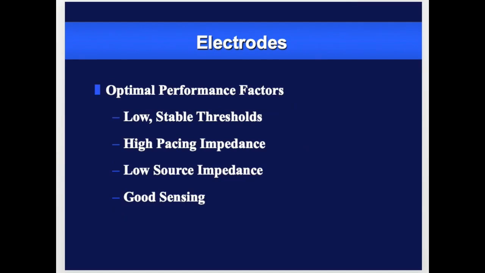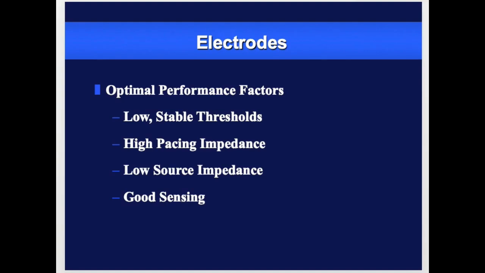To give optimal performance, an electrode should have certain factors, which include a low stable threshold for longevity and safety, high pacing impedance for longevity, low source impedance, and good sensing of intrinsic electrical signals from cardiac depolarization and not electrical signals from other sources.